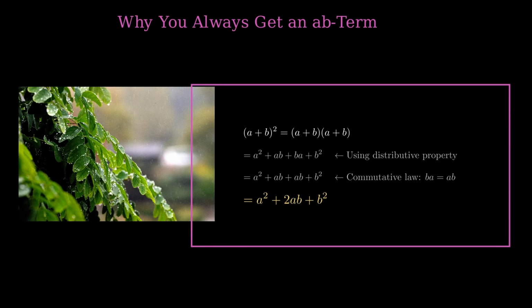Let's check this mathematically using the distributive property. The square of a plus b can be written as a plus b times a plus b. Distributing the terms, we get a squared plus ab plus ba plus b squared. Since ab and ba are identical commutative terms, we combine them into 2ab. This beautifully results in a squared plus 2ab plus b squared.